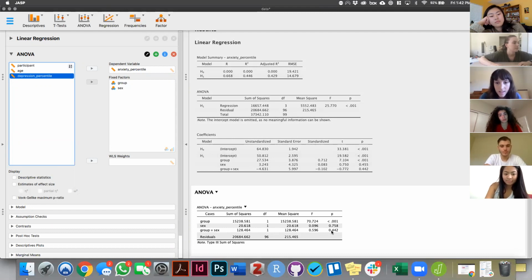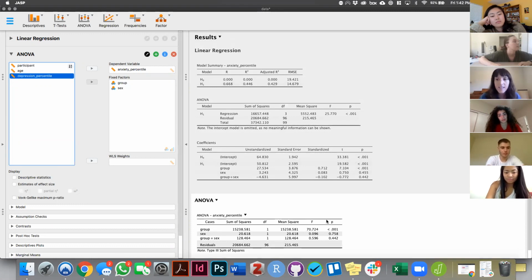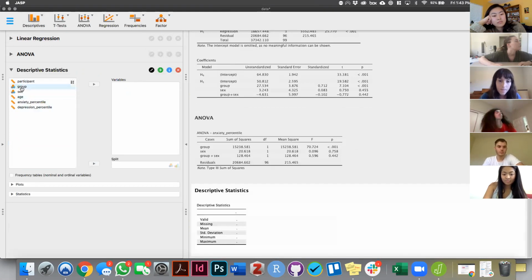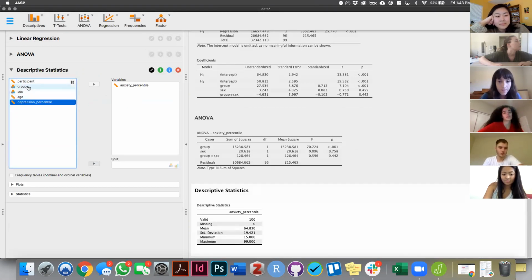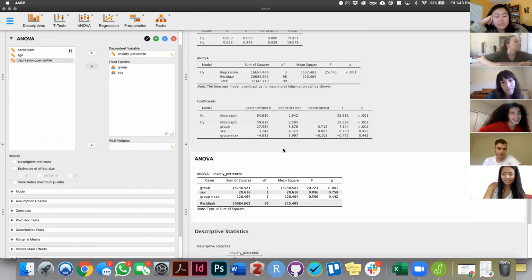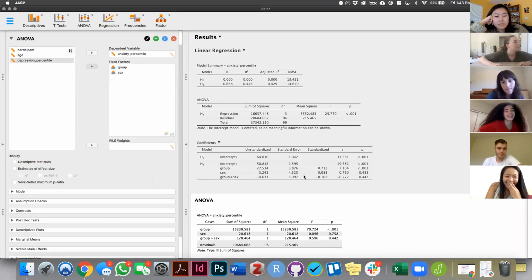Right. So it's telling you basically that there is a difference between the groups, but that we don't know which one is different. So we need to look at the means. Mm-hmm. And then we'll see which one is different based on the group. Exactly. Yeah. So we can see that this one's higher. Yeah. So that's pretty cool.